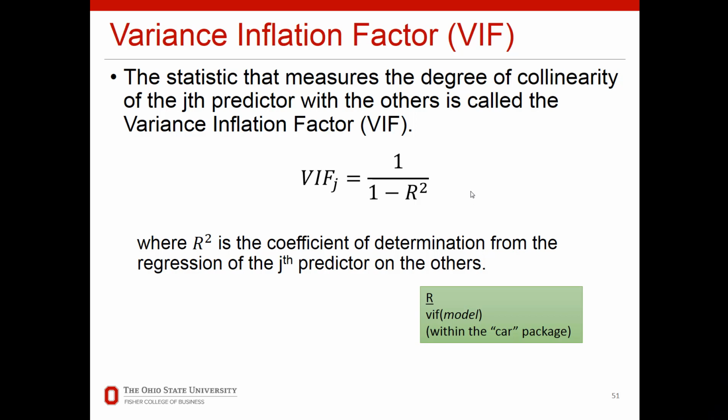Now, how do you get this in R? Because nobody wants to have to run extra regressions to check are these predictors correlated or not. Well, there is a function, vif is the function, and into that function you put the model itself. This is not in standard R. It's within a package, the car package. So make sure you install and load the car package with library. Once you do that, you can calculate your VIFs very quickly.